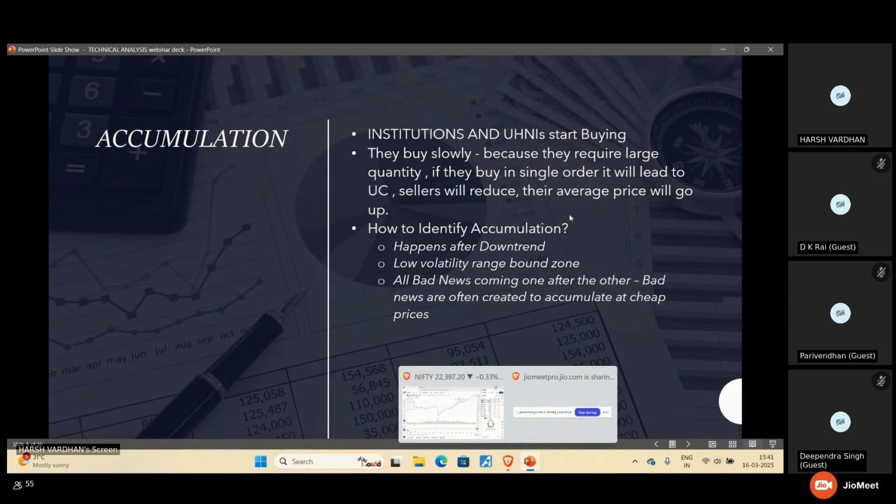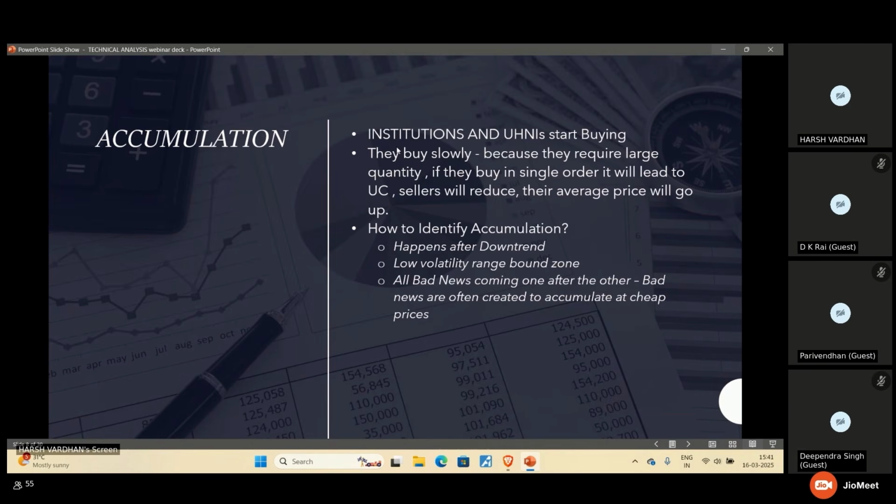So that's the key. For example, I will show you some charts to show you how it is done. They buy slowly because they require large quantity. If they buy in a single order, it will lead to UC. And how to identify accumulation? Obviously it will happen after a downtrend. Since the stock price has crashed, it has become attractive to institutions and UHNIs from a valuation perspective. So that's why accumulation can be done in those stocks from their perspective.